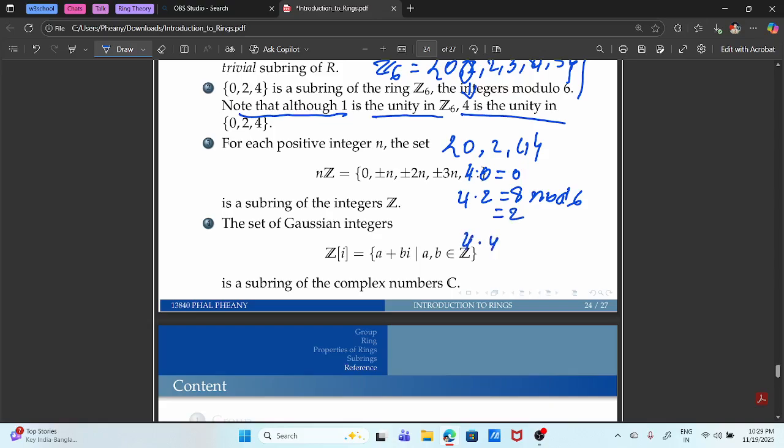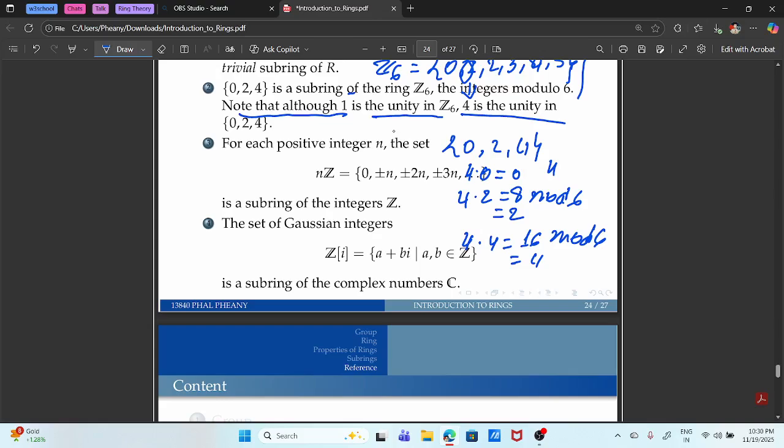4 times 4 equals 16, so modulo 6 we get 4. This means 4 is the unity. By this observation, this proves that the unity of the subring is not necessarily equal to the unity of the ring. This is the result: the unity of a subring is not necessarily equal to the unity of the ring.